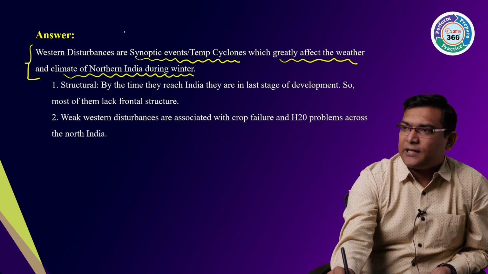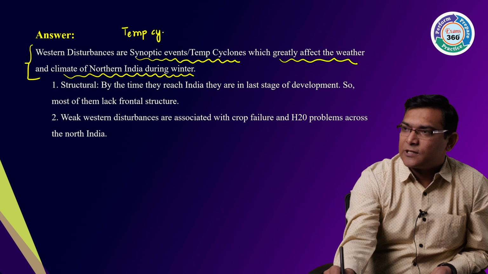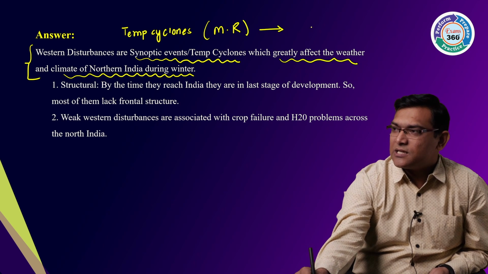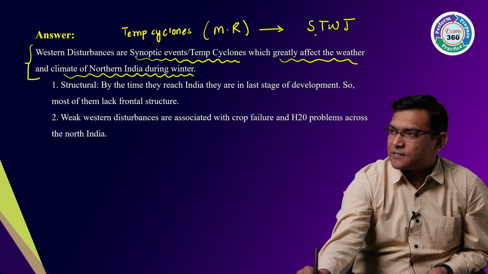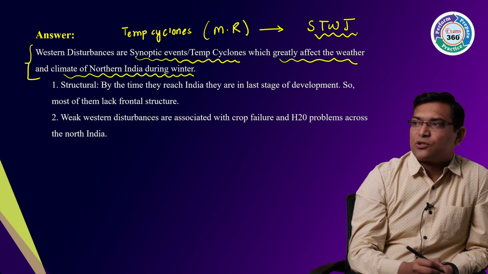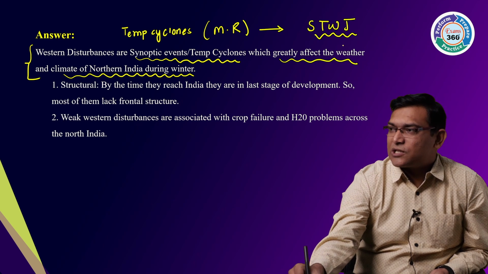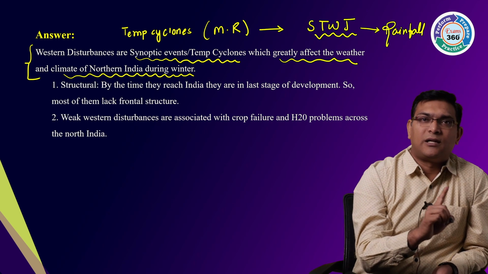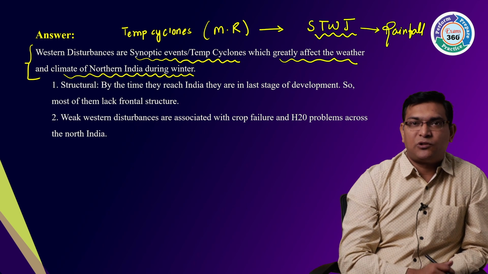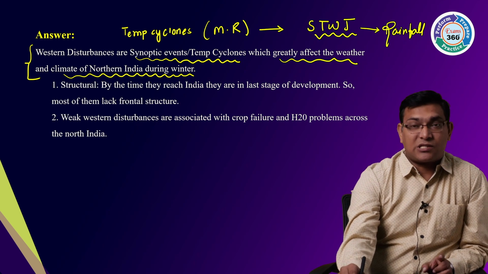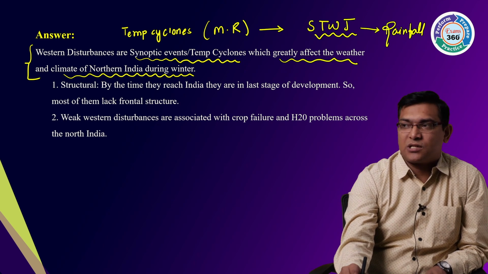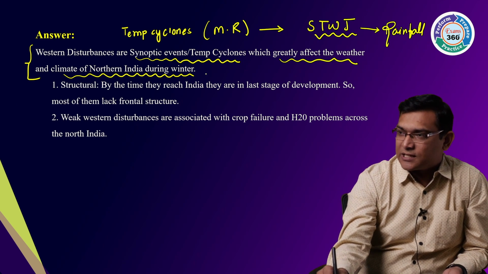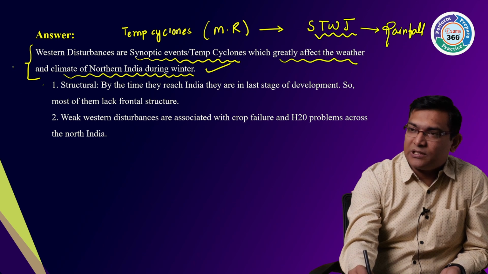Okay, these temperate cyclones which are formed in the Mediterranean region are dragged by subtropical westerly jet streams. These jet streams bring relief or rainfall in the northern part of India. So see how the introduction should be. What are western disturbances? Western disturbances are temperate cyclones which greatly affect the weather and climate of North India during the winter season. Okay, now these are the introduction part.